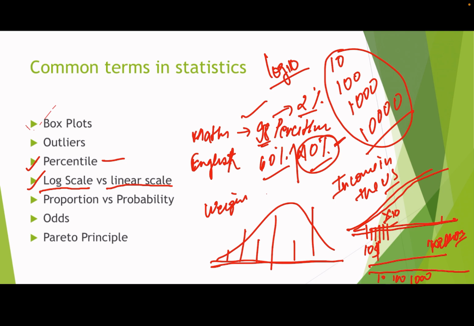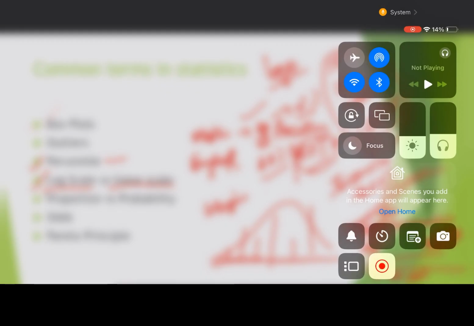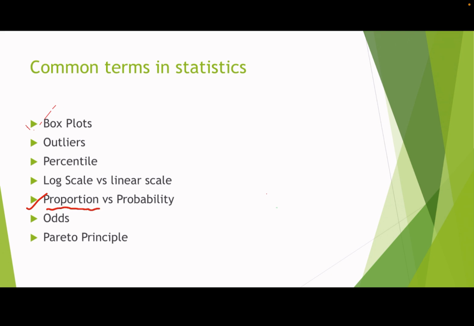Now let us look at proportion and probability. So proportion is very simple. For example, what is the proportion of male employees in the company? So total employees are 100 and about 80 employees are males. So what is the percentage of males in the company? It is 80%. It is very simple. This is the proportion.